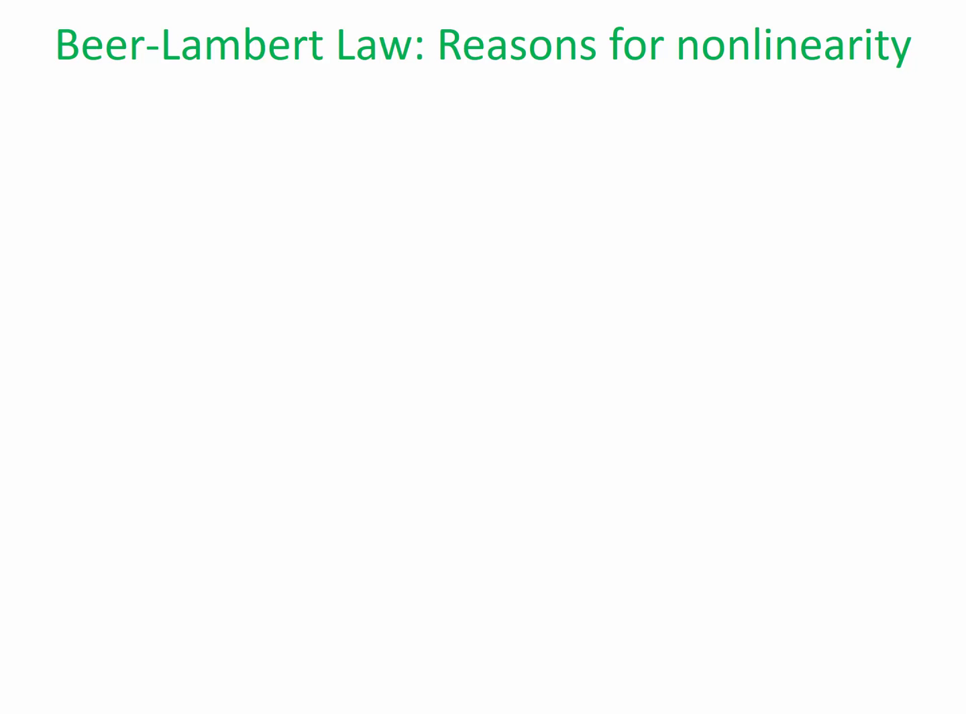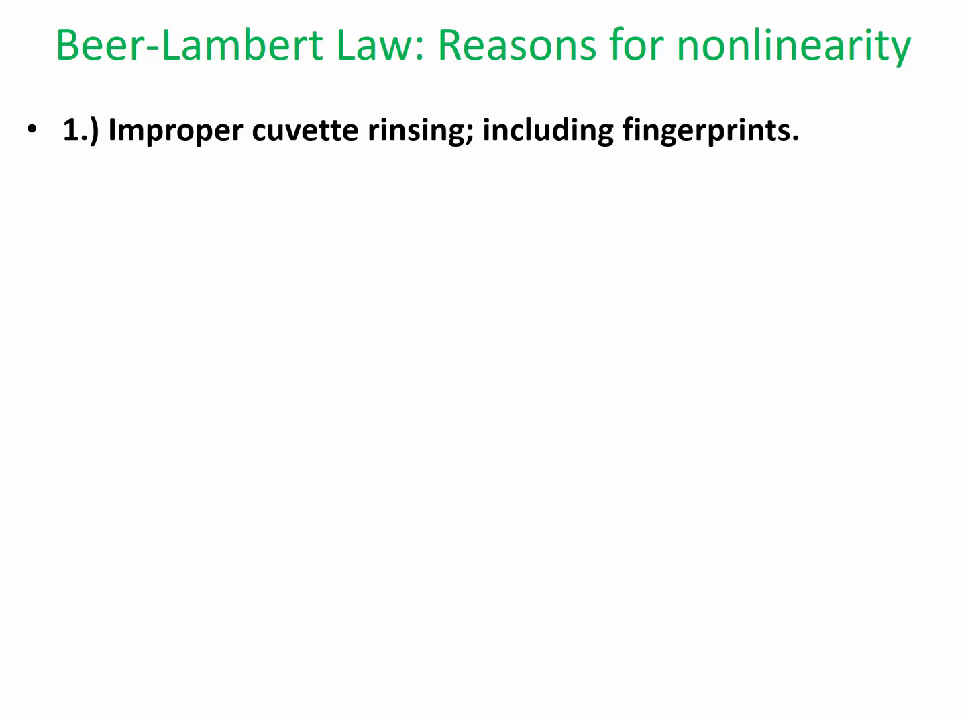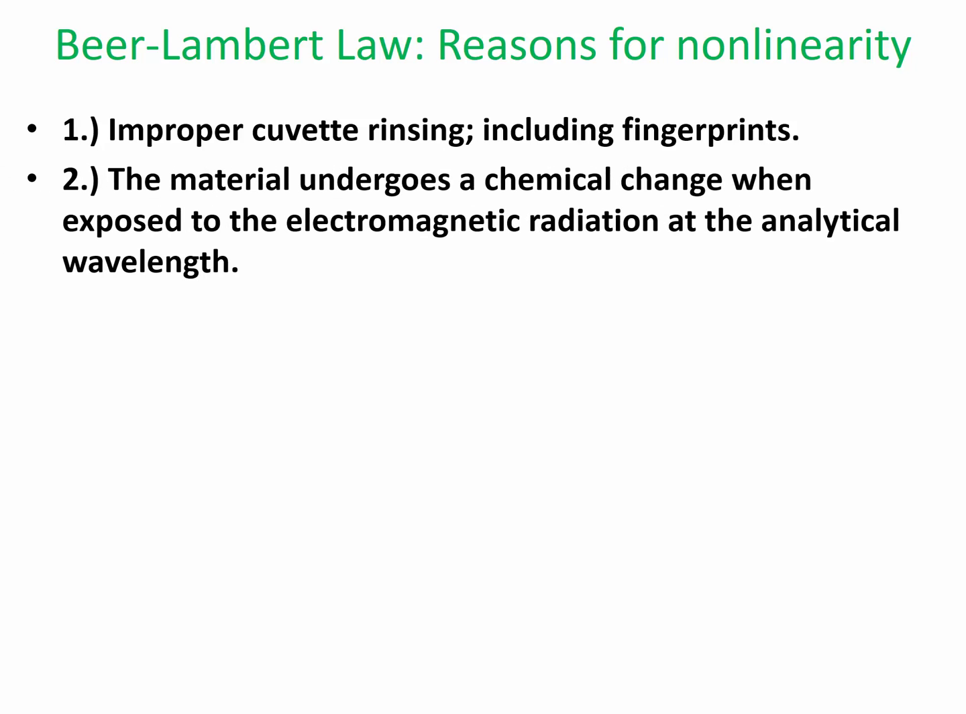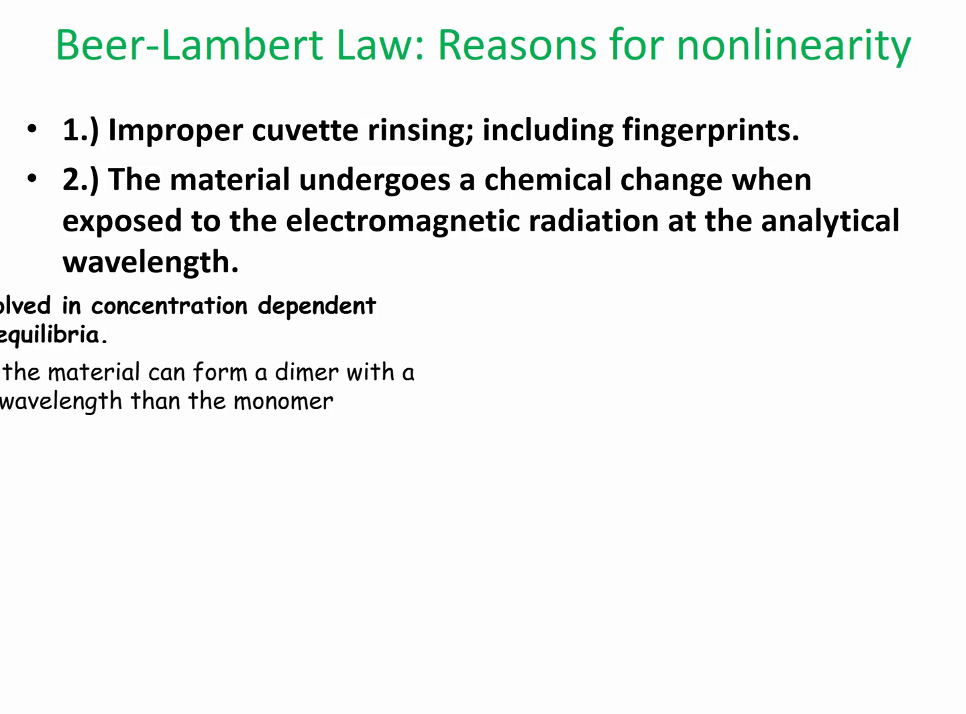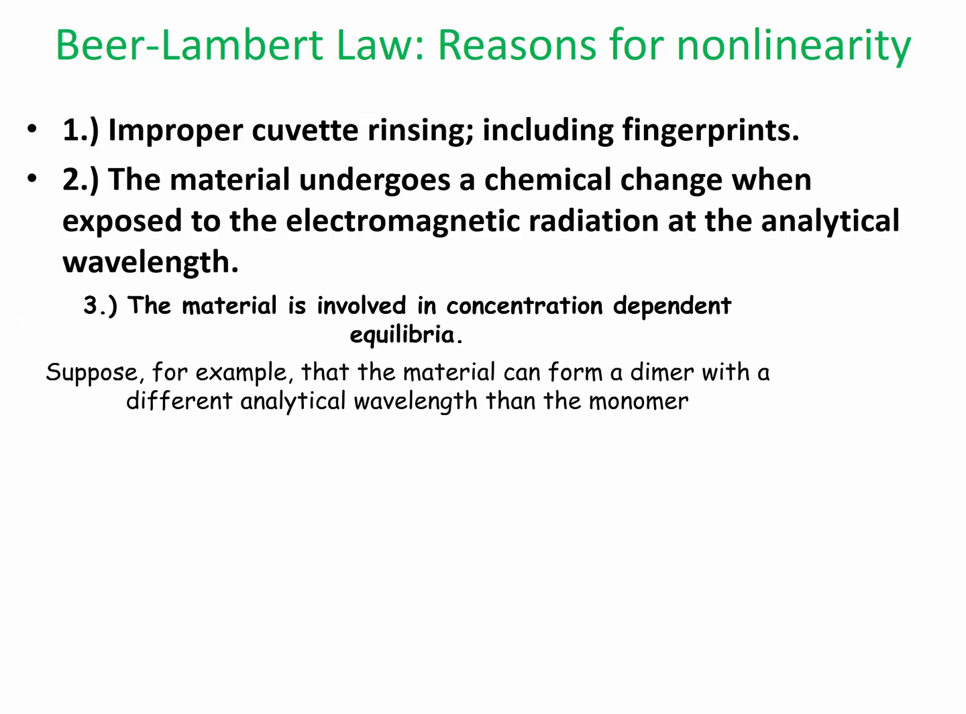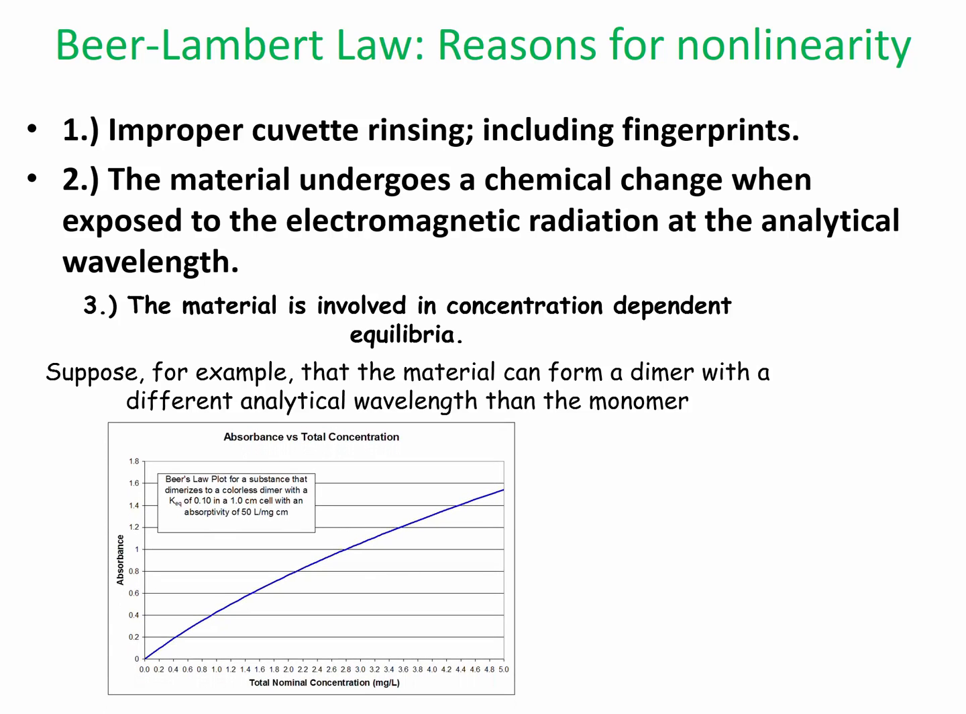Okay, so there are some reasons why your graph might not be straight. You're supposed to really wipe down the cuvette with these things called Kim wipes. Otherwise that could increase the absorbance and make your data higher than it's supposed to be, which can mess up the slope. Another reason is that the material undergoes a chemical change when exposed to the actual wavelength. And the material involved might be in equilibrium, so it might be dependent on equilibria. It might actually be reacting with itself and making more or less of something. So those are reasons why it might not be exactly straight.